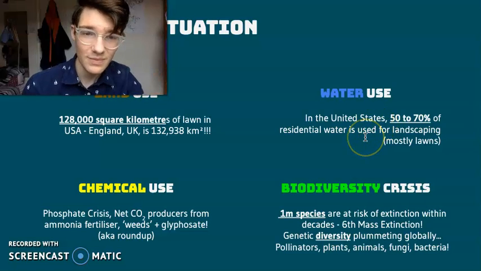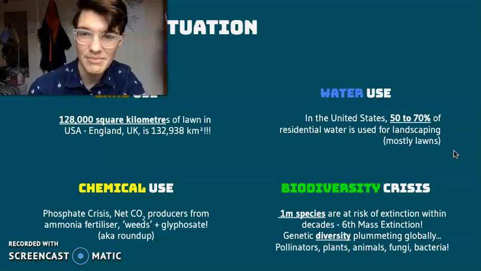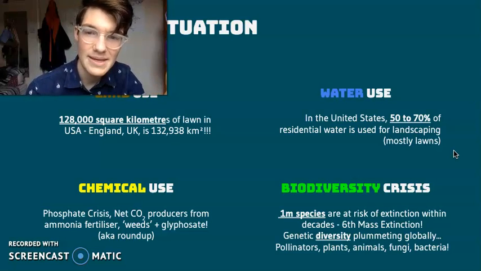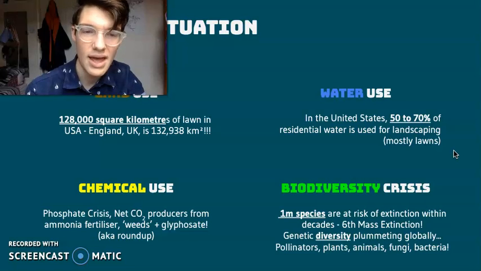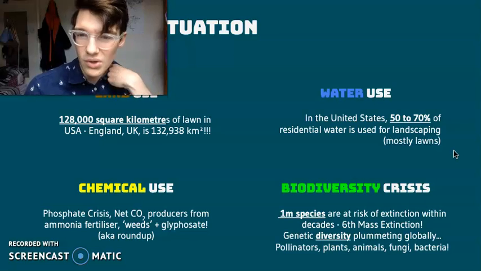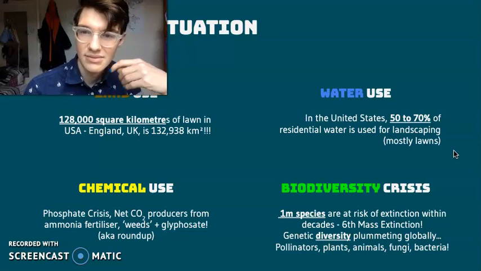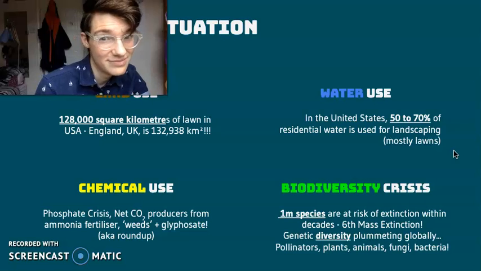water use. In the United States, 50 to 70% of residential water is used for landscaping, mostly lawns. Again, we see that there's some climates where lawns don't grow without additional human input. And what we're doing is we're using far too much water. We're going to have a water crisis on the horizon. Should we really be using our water for lawns at a time like this? Do we have other priorities that we should be sorting first before we think about something like lawns?